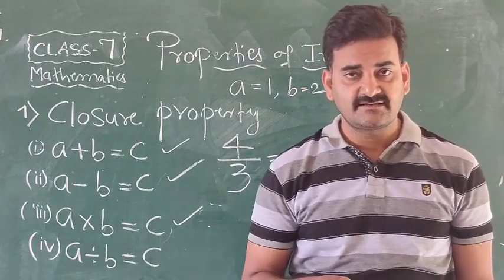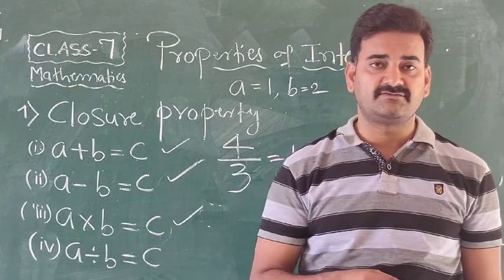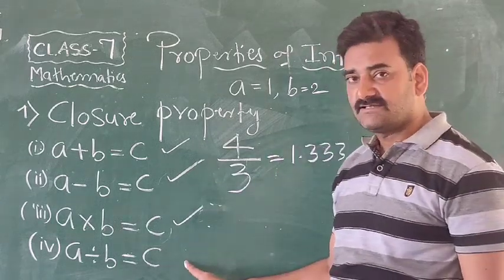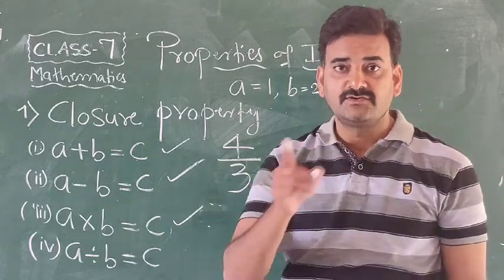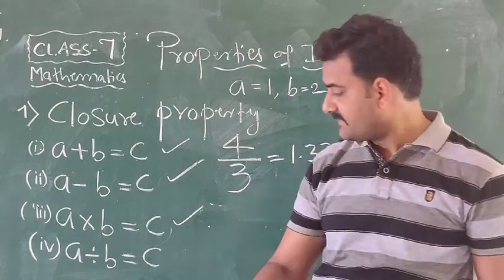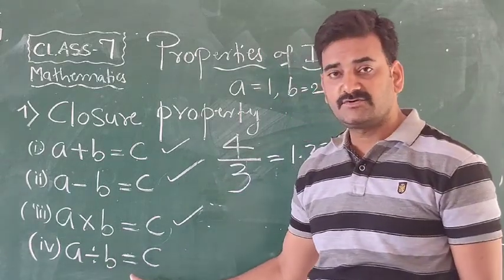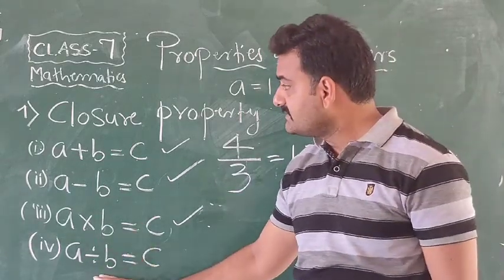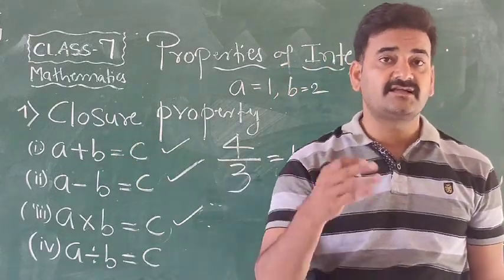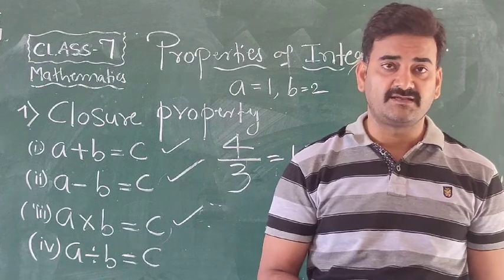Decimal is integer. Check it yourself. If it is integer, then it satisfies us. Otherwise, no. So this is a homework for you. You have to check it: A divided by B is equal to C. Whether division holds good under closure, yes or no, you have to check it, and in the comment box you have to type it. Okay.